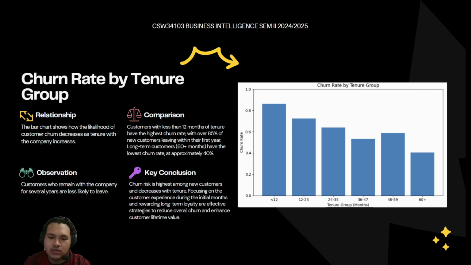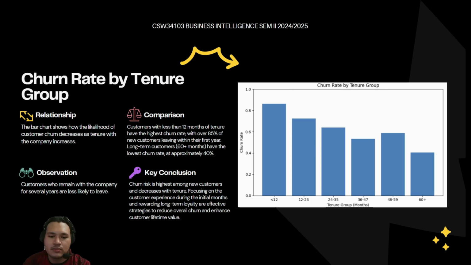By contrast, long-term customers, those who have been with the company for 60 months or more, show a much lower churn rate of around 40%. There is a slight increase in churn around the 48 to 59 month group, which might be linked to contract renewals or specific customer behavior, but the overall trend is clear. The longer a customer stays, the less likely they are to churn.